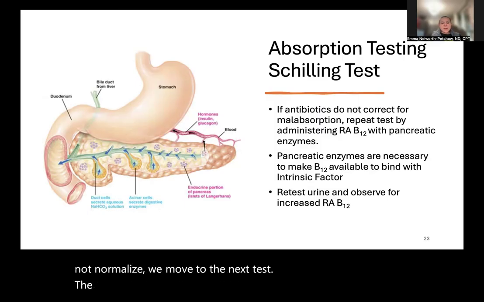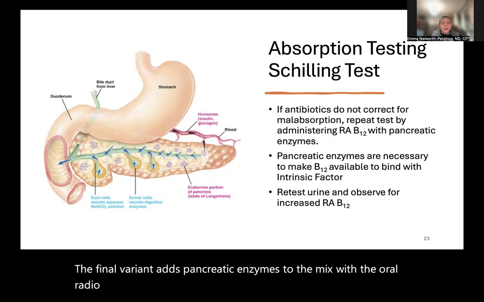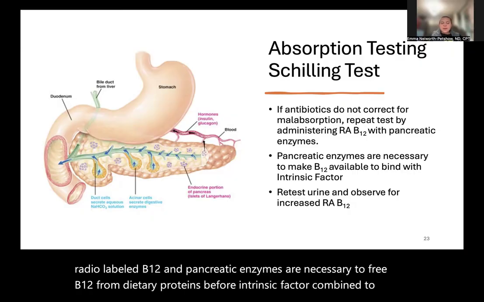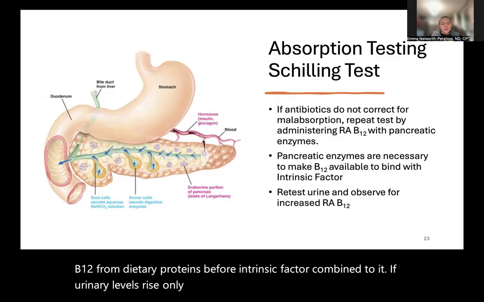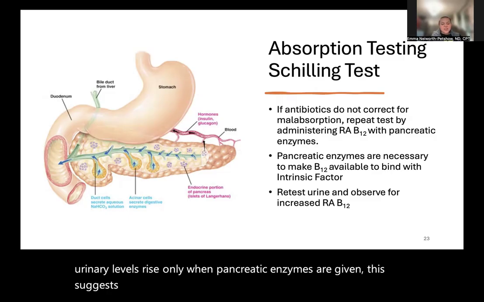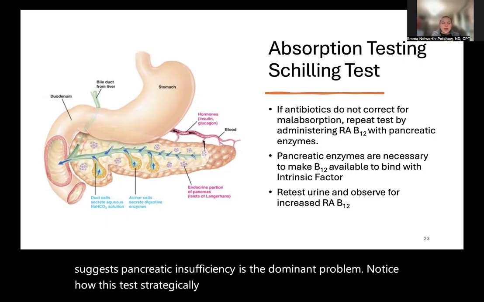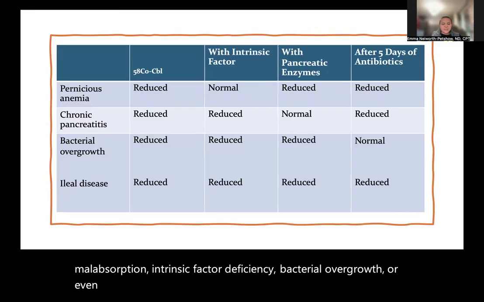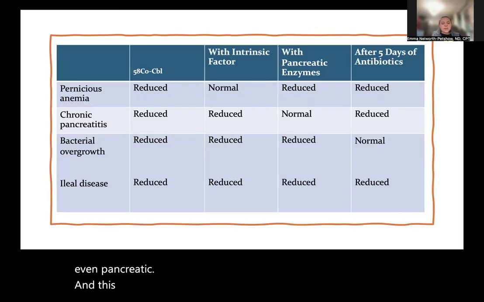The final variant adds pancreatic enzymes to the mix with the oral radio-labeled B12, and pancreatic enzymes are necessary to free B12 from dietary proteins before intrinsic factor can bind to it. If urinary levels rise only when pancreatic enzymes are given, this suggests pancreatic insufficiency is the dominant problem. Notice how this test strategically rules in and rules out causes of B12 malabsorption: intrinsic factor deficiency, bacterial overgrowth, or even pancreatic insufficiency.